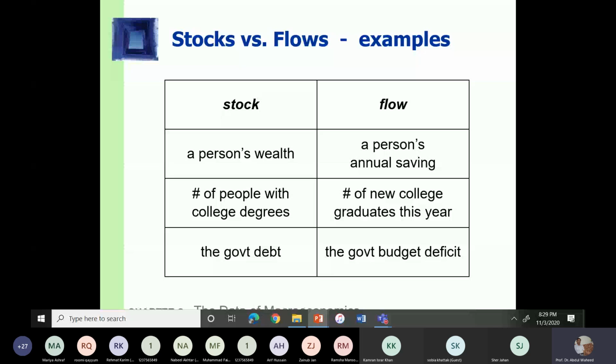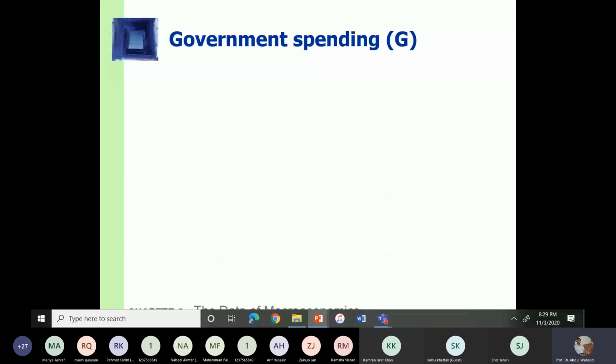Okay, we have a chapter. We will discuss about this. Okay. So this is government spending. Government spending. Government also makes expenditure on goods and services.